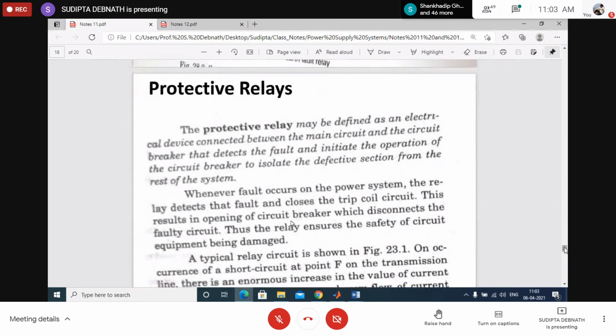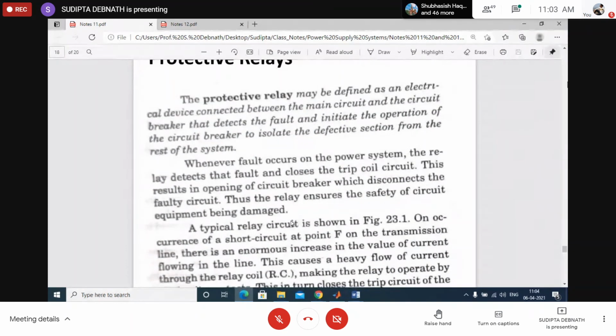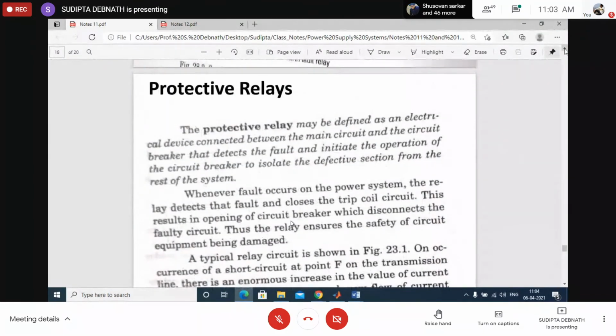Now protective relays, just one slide for protective relay because you will study relay in detail in the 7th semester. Also circuit breaker will be studied in detail in the 7th semester. The protective relay may be defined as an electrical device connected between the main circuit and circuit breaker that detects the fault and initiates the operation of the circuit breaker to isolate the defective section from the rest of the system.